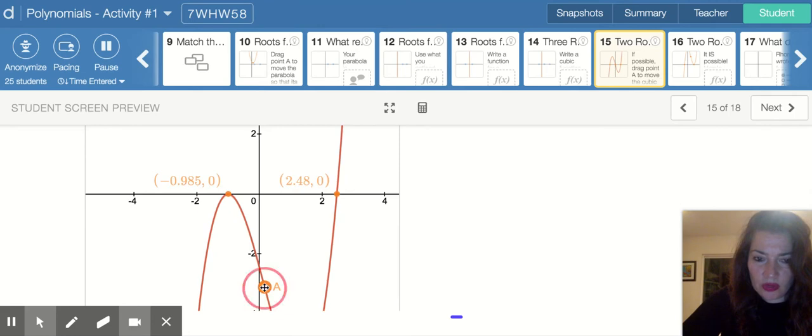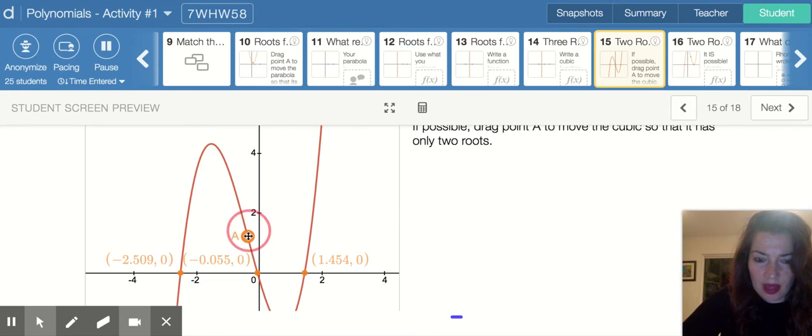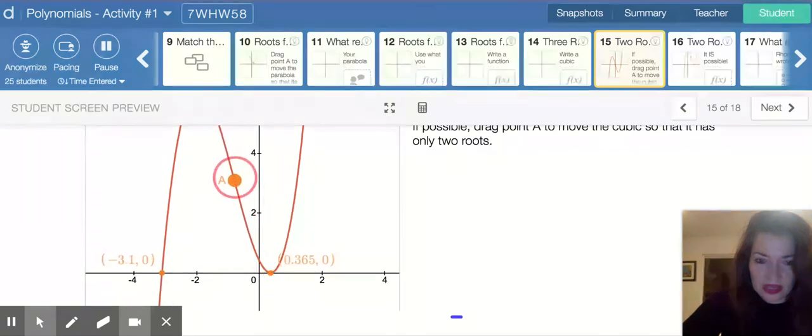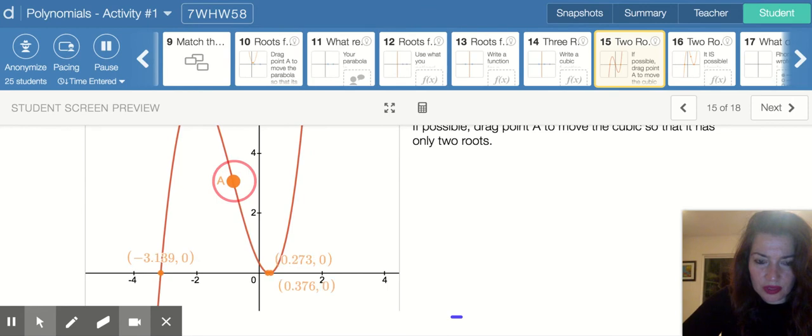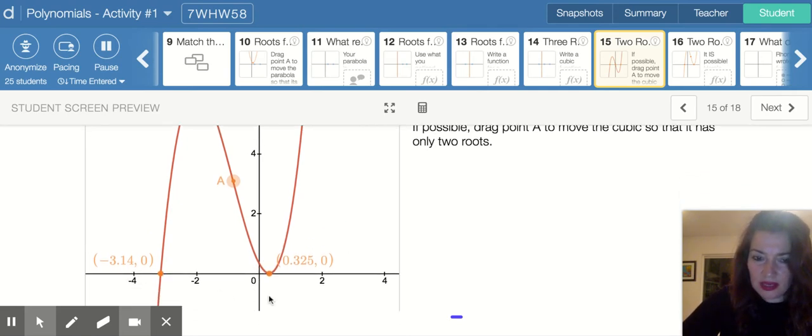Or we can also go the opposite direction, and I could drag my graph so it touches at 1 point here on the right and then one on the left. So there could be many different answers here for what you write down for this. All right, so let's go ahead. I'm going to leave it at this location. So I have a decimal here. 0.325 is an x-intercept. And I also have an x-intercept at negative 3.14.